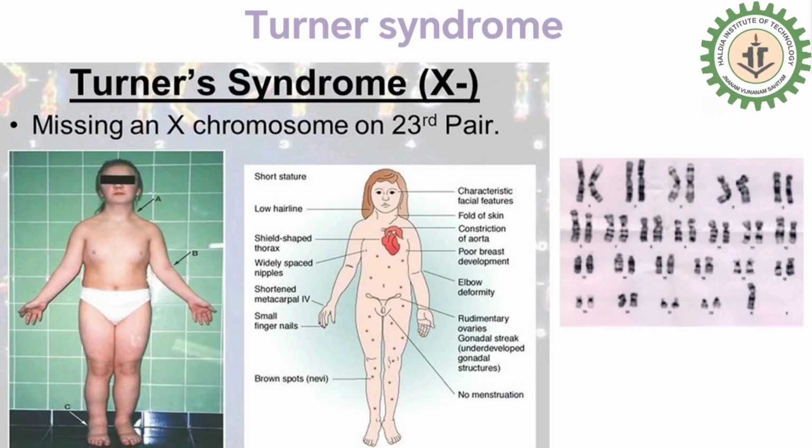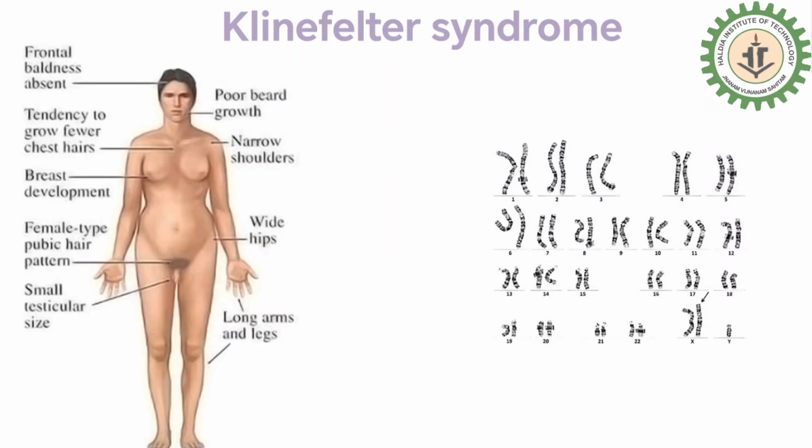Obviously, these females are infertile. The next one is Klinefelter syndrome. Here, it is a male. Again, the name is given after the scientists who discovered it. Here, two X chromosomes and one Y chromosome are present. Normally, the male contains one X and one Y, but here an extra X chromosome is present. This person also suffers from various problems, like some female-like characters such as breast development, female-like pubic hair, long arms and legs, small-sized testes, and poor beard growth, etc. They also suffer from a little bit of mental retardation.